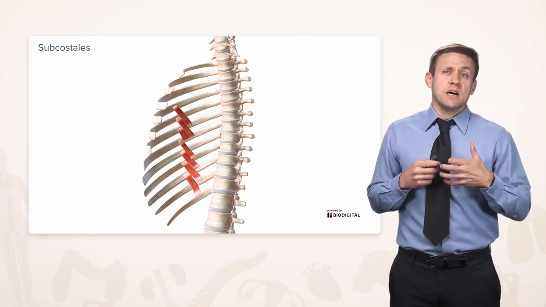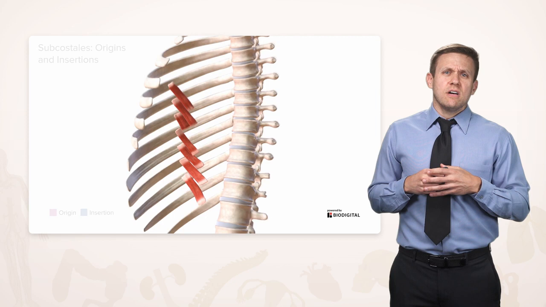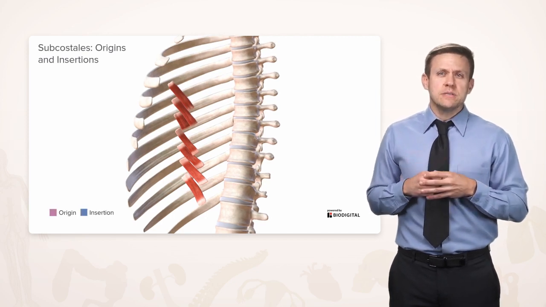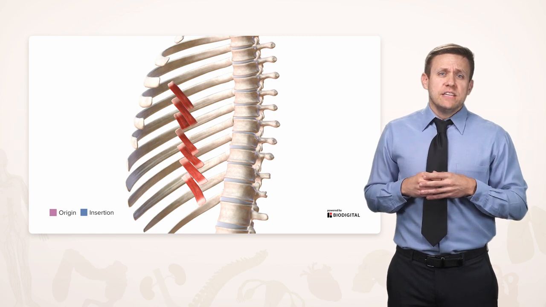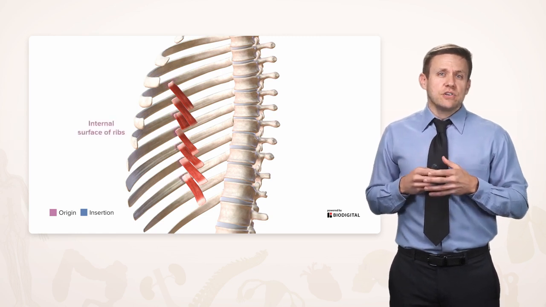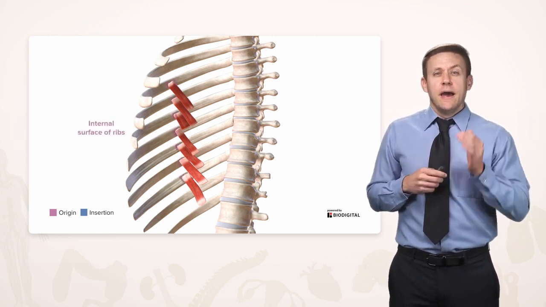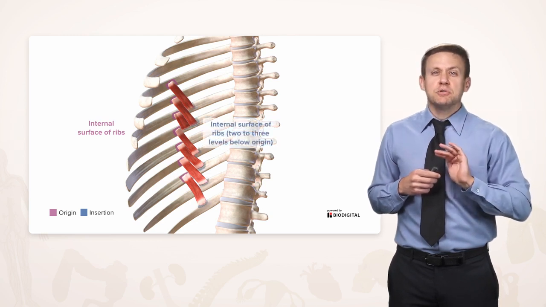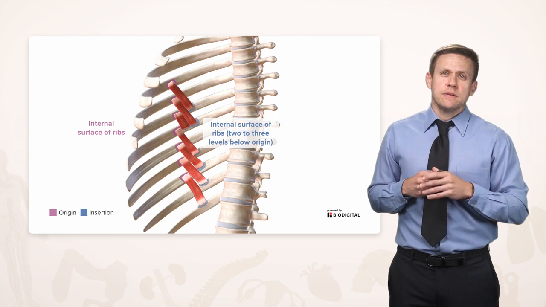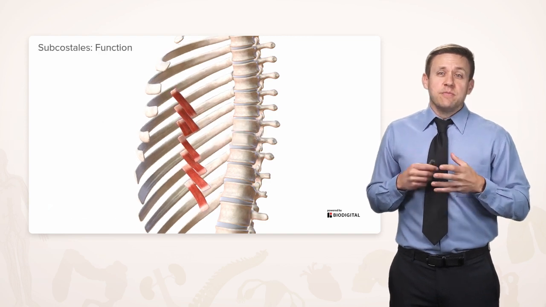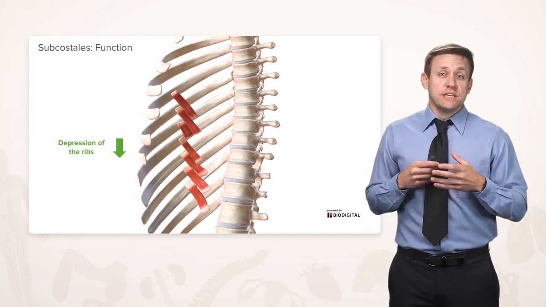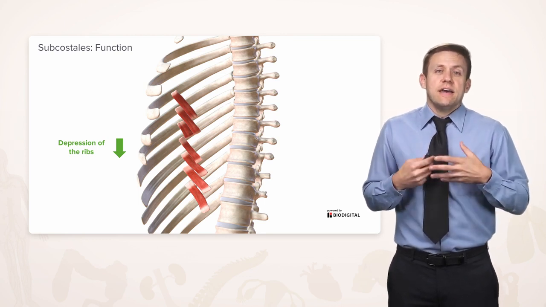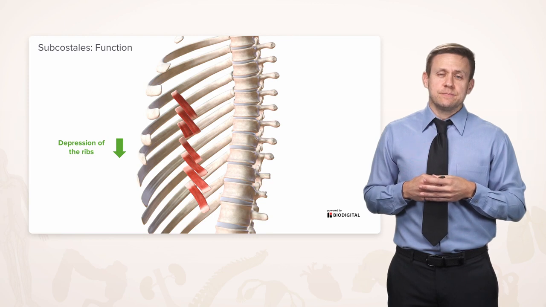muscles or subcostales, which are variable and tend to only exist really on the lower ribs, but they do attach to the internal surface of one rib and then skip a couple ribs, and they don't attach again until 2 or 3 levels below. And they have the same fiber orientation as the internal and innermost intercostals, so they're going to have that same function of assisting with exhalation.